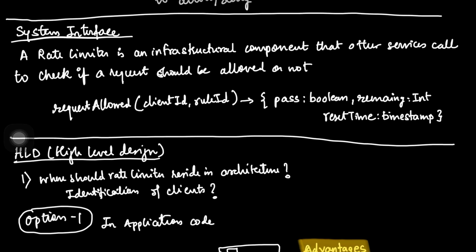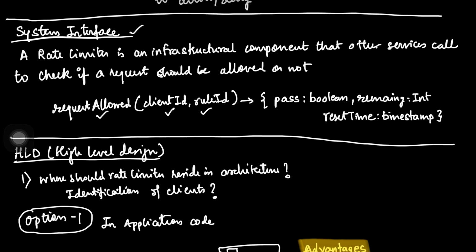Yeah, so to make this work, we need a clean system interface. You should think of the rate limiter as an infrastructural component that other services in your stack will call to verify a request status. The contract is very straightforward in this case. We expose a function, let's call it requestAllowed, which takes client ID and rule ID as parameters.